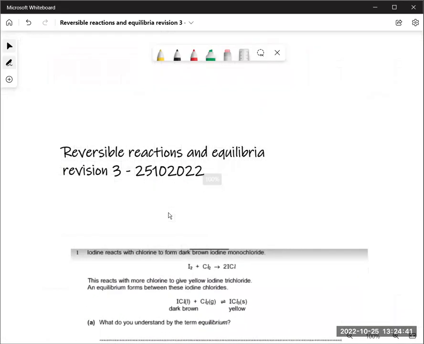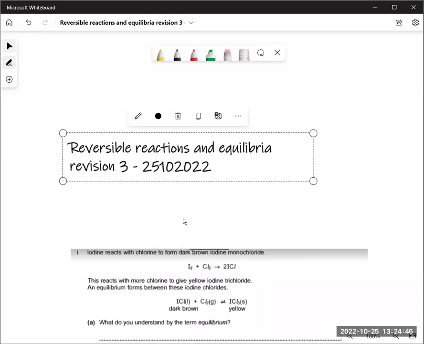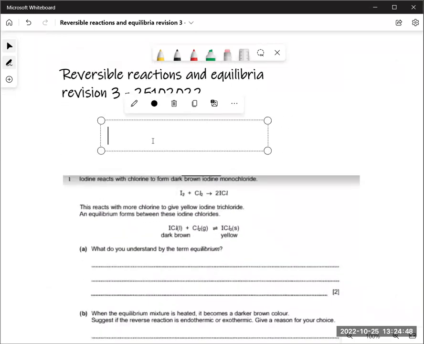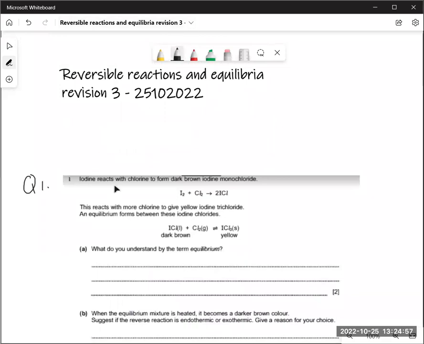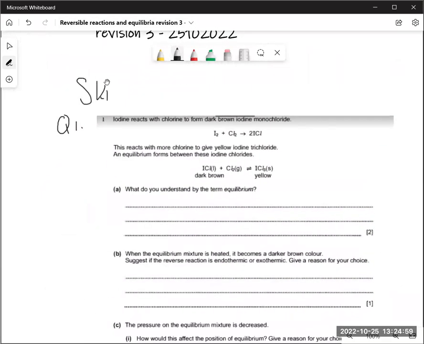We're studying IGCSE Chemistry and we're starting Reversible Reactions and Equilibria, Revision 3. In this class, we're going to practice lots of questions and revise anything which we may not be familiar with or may find difficult. Let's start with the first question. Question 1. This class is directly skill check.